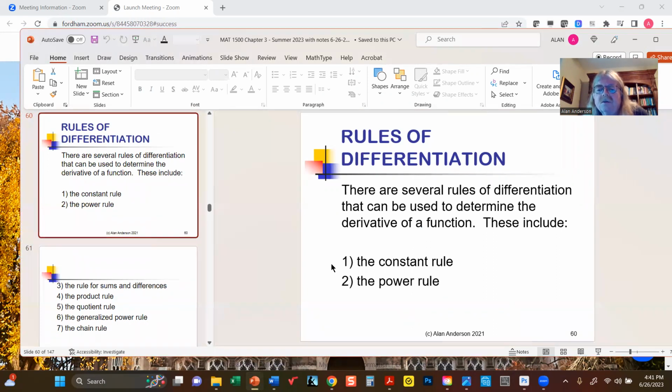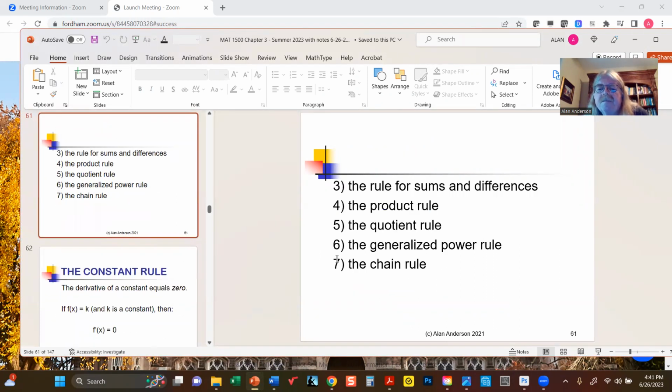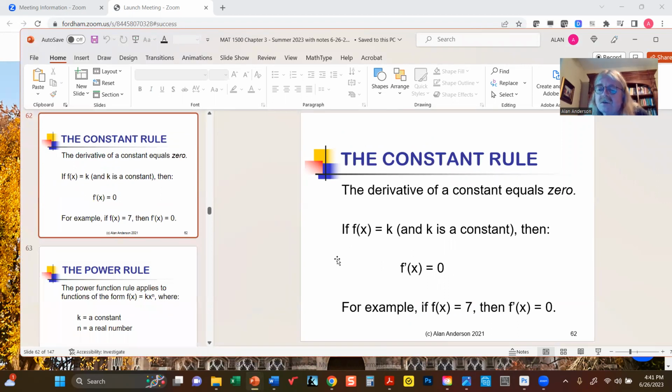We started with the constant rule, which is a very simple rule. The whole idea behind the constant rule is simply that the derivative of a constant is equal to 0. And that's because, as I think I said yesterday, remember a derivative is itself the slope of a tangent line, which means that it is a rate of change. And since a constant can't change, that implies that the derivative of a constant would just be 0. There is no change.